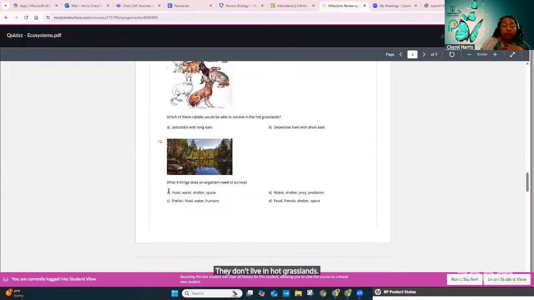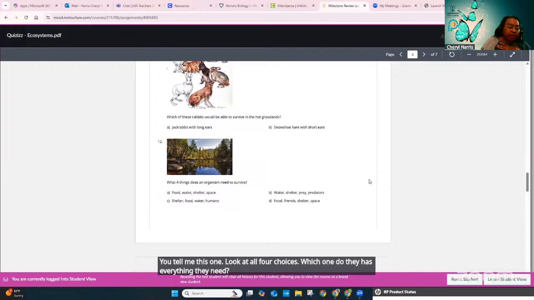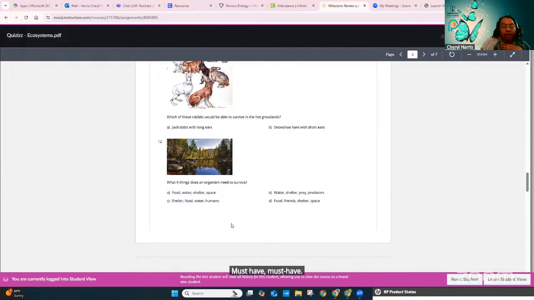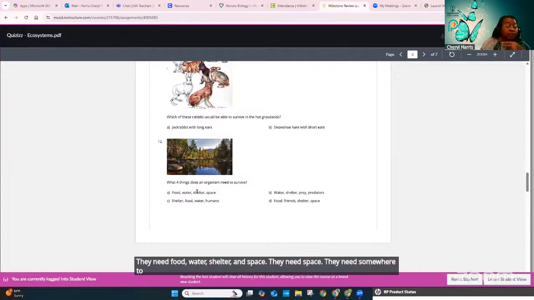All right, next one. What four things does an organism need to survive? You tell me this one. Look at all four choices. Which one has everything they need? All right, A, they need food. Thank you. They need food, water, shelter, and space. They need somewhere to live, and they need to be protected in that space.